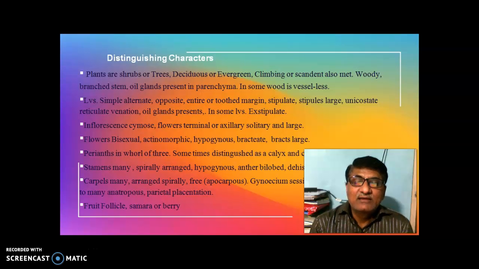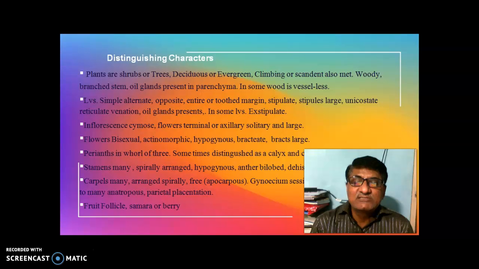So that's why we can say this family has some relations with the gymnospermic plants, and this indicates that the gymnosperms are the ancestors of angiosperms. The leaves are simple, alternate, opposite, may be entire or serrate, stipulate, stipules may be large, unicostate reticulate venation, and oil glands are present in the leaves. Sometimes in some species the leaves are exstipulate.